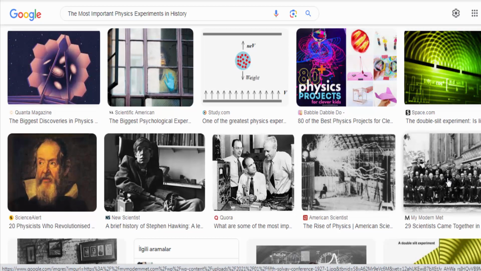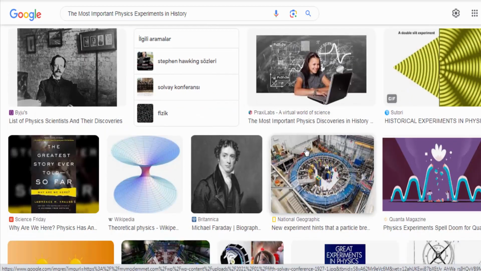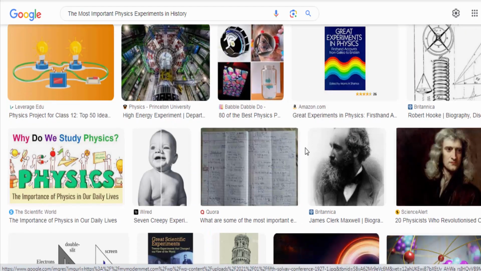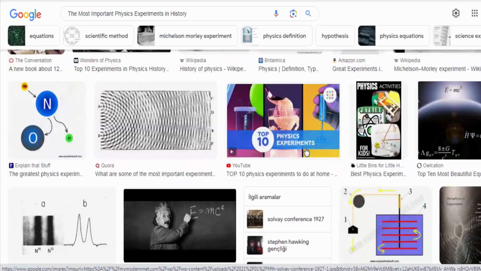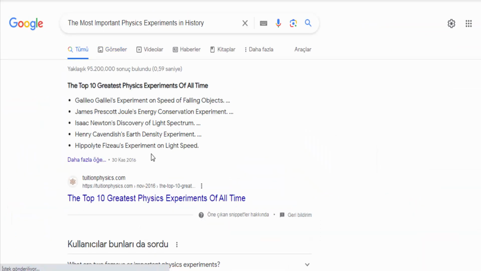Photoelectric Effect, 1887 to 1905. The experiments conducted by Heinrich Hertz, Philipp Lenard, and later Albert Einstein on the photoelectric effect demonstrated that light could exhibit particle-like properties. Einstein's interpretation of the photoelectric effect as discrete packets of energy, photons, won him the Nobel Prize in Physics in 1921 and contributed to the development of quantum mechanics.